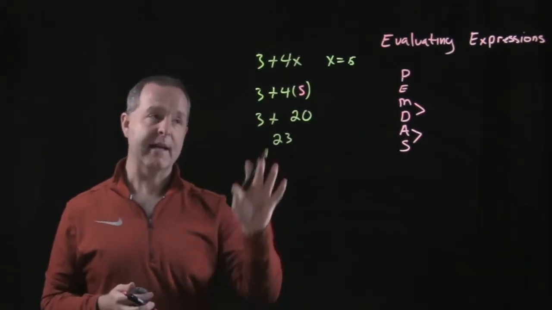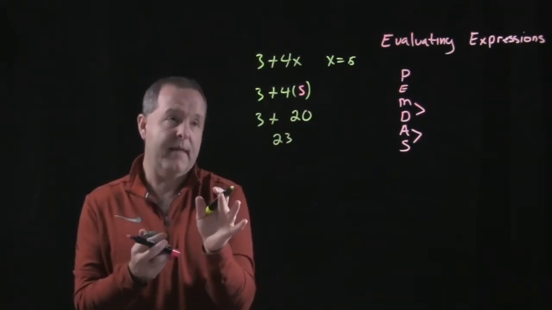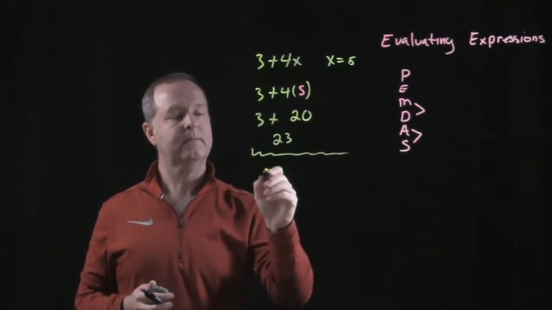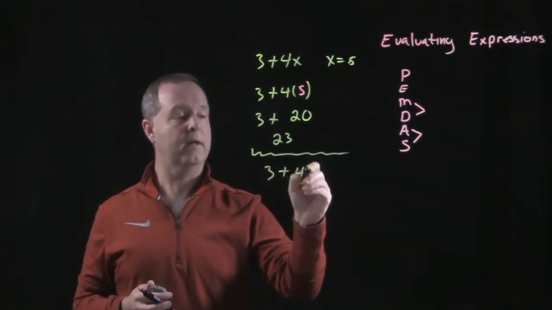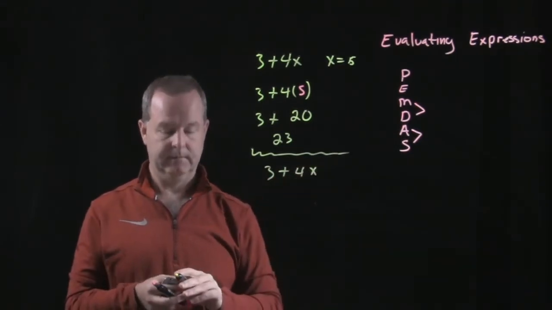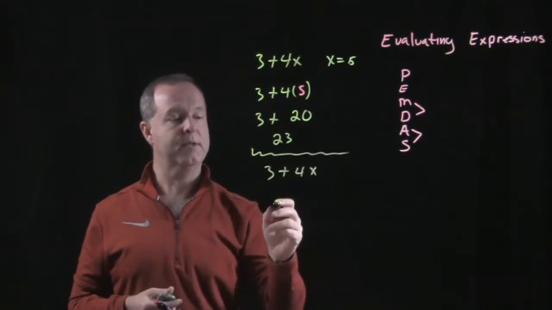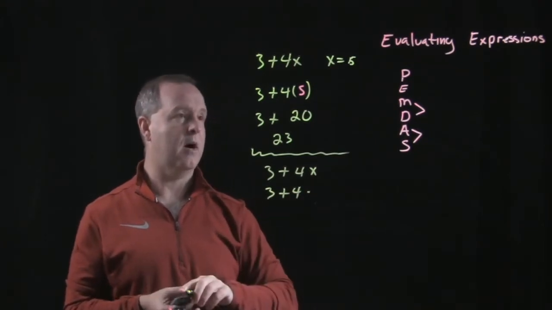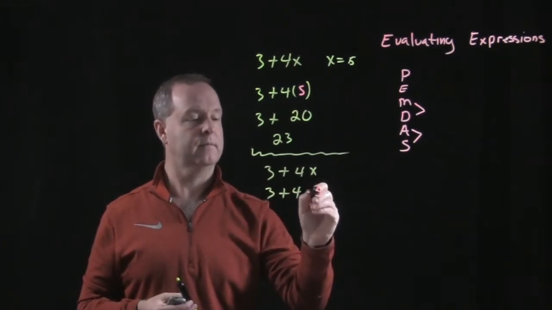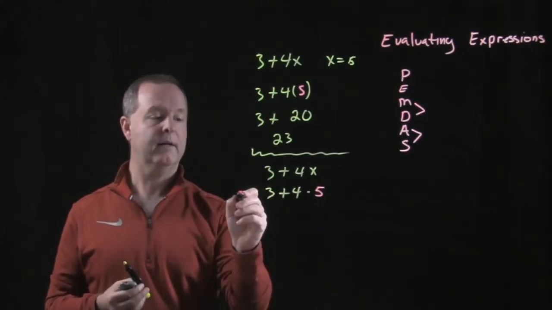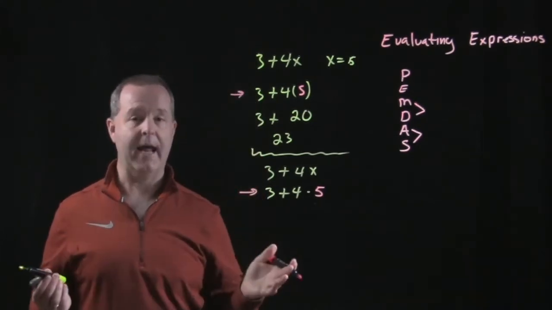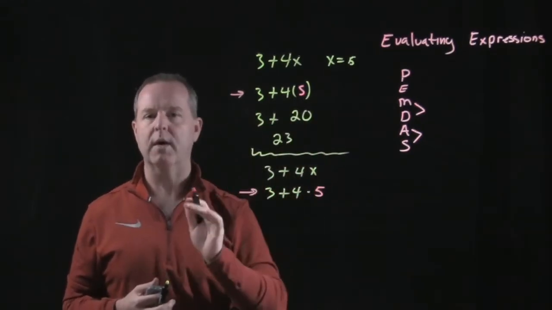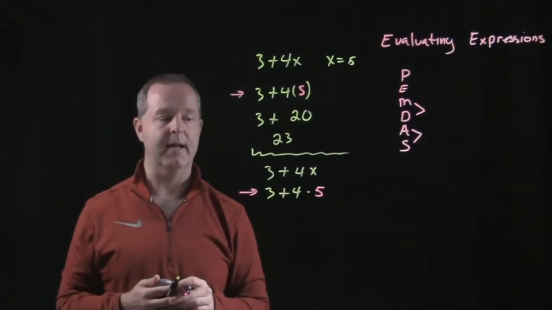Now imagine if I did this out of order, and this is something that easily could happen. So let's go back and look at 3 plus 4 times x, and we're going to substitute our value in. 3 plus 4 times our x, which was a 5. Both right here and right here are the exact same expressions. The multiplication is just worded a little bit differently, but they are exactly the same.